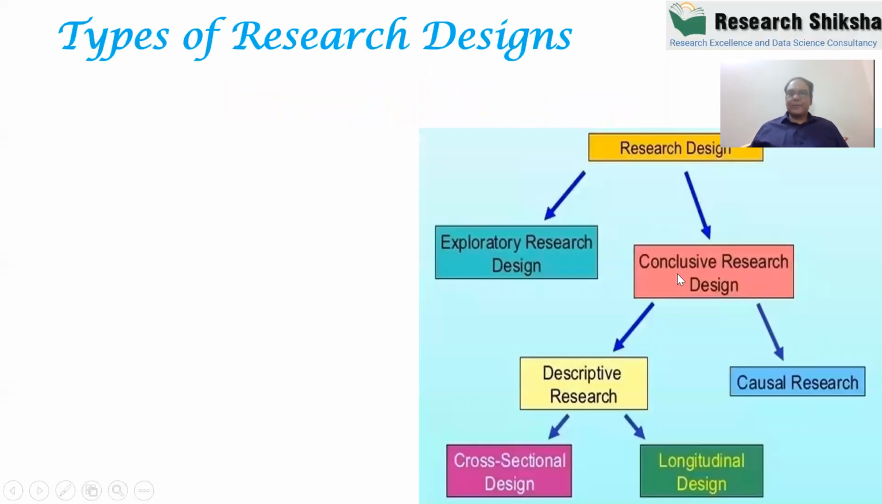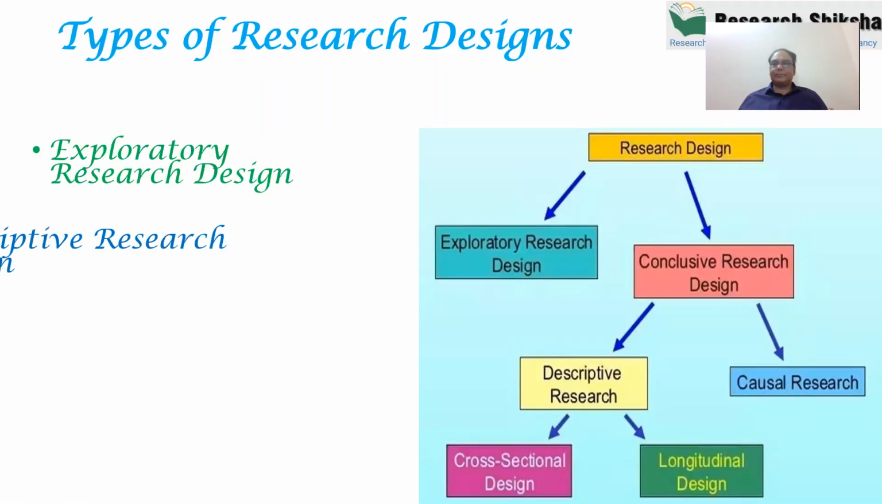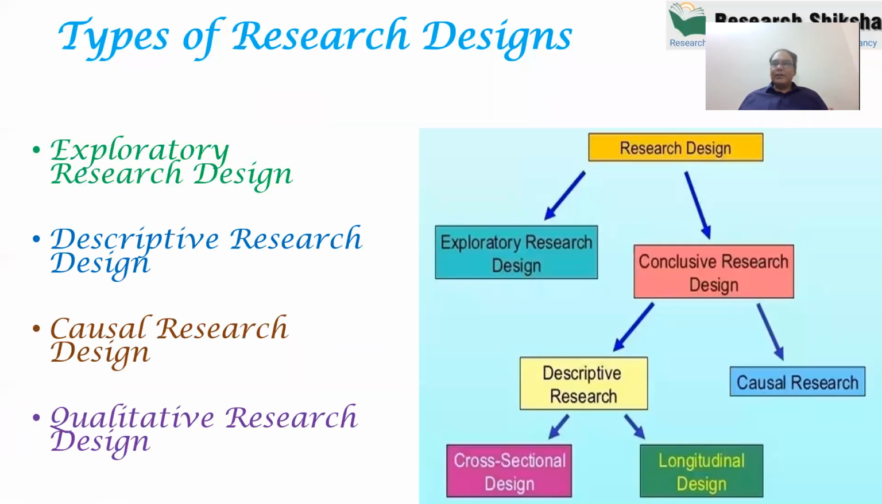So let's move. First of all, we need to understand how many types of research design there are. So you must have an idea of what we are going to discuss. In this session, we are going to discuss the 4 research designs. As you can see in this chart, there are 2 basic types of research design. The one is called exploratory research design, and the second is known as conclusive research design.